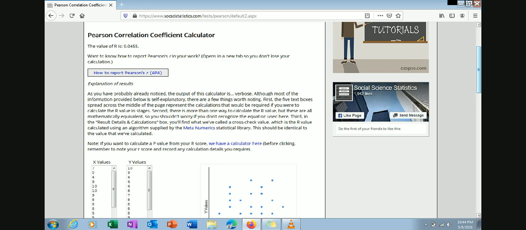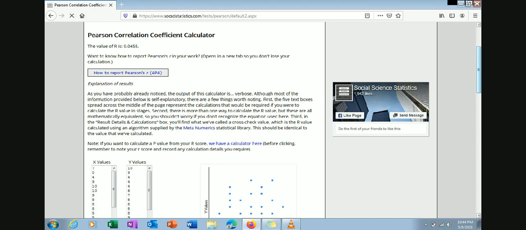Third, in the result details and calculation box, you'll find what we call a cross-check value, which is the R value calculated using the algorithm supplied by the MetaNumerics statistical library. This should be identical to the value that we calculated. Note, if you want to calculate the p-value from your R score, we have a calculator here. Before clicking, remember to note your score and record the calculation. So, yan.